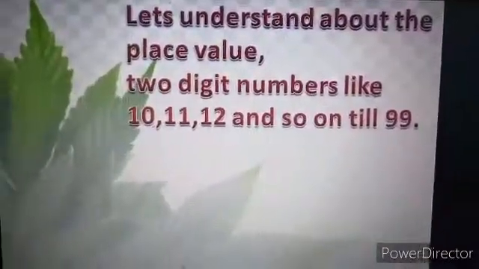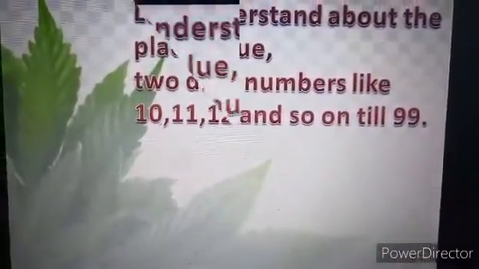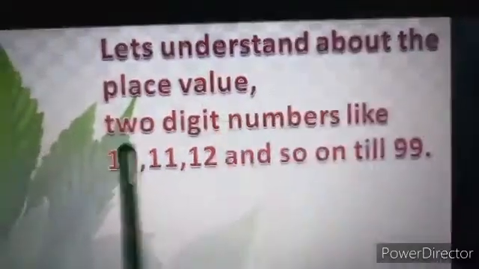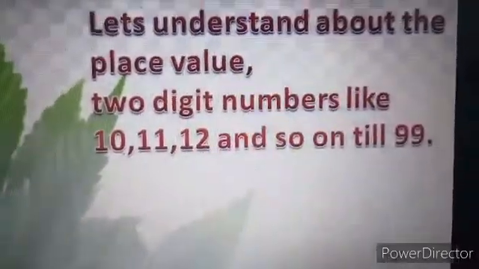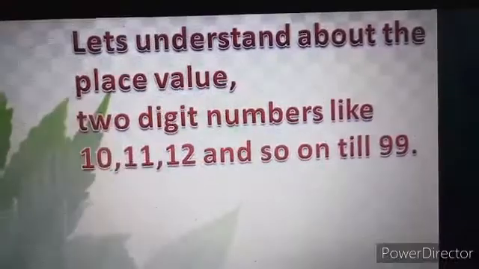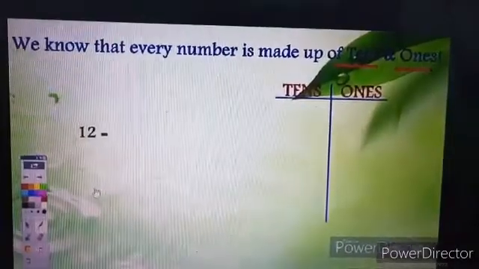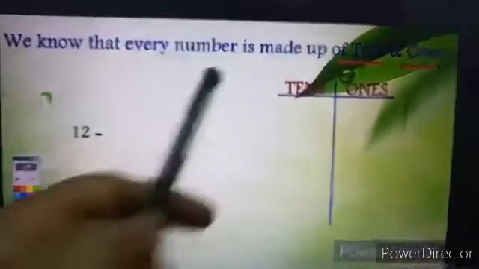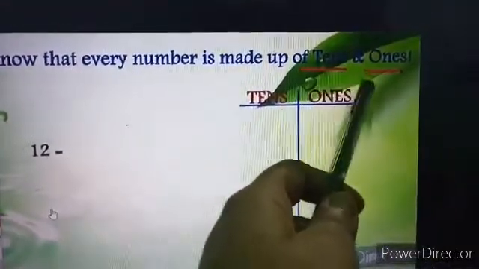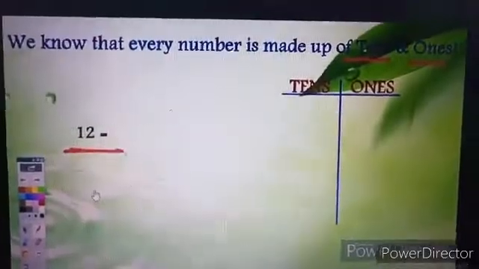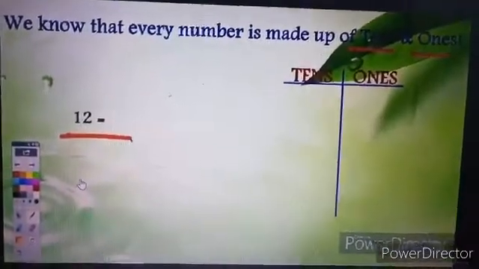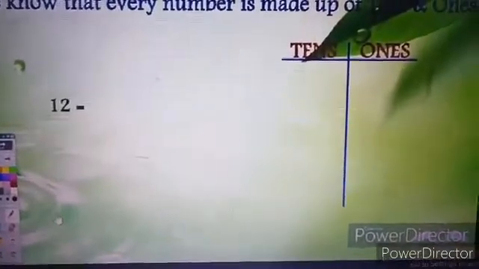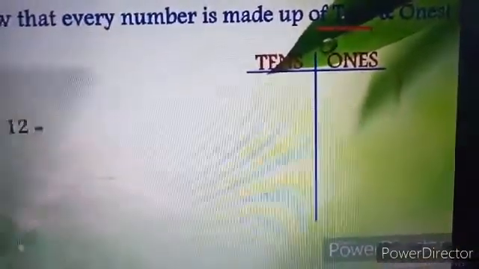Okay, so let's understand the place value first. Two digit numbers are like 10, 11, 12 and so on till 99. These are two digit numbers. So children, we know that every number is made up of tens and ones. For two digit numbers we have two places, that is tens and ones. Got it? So we can break every two digit number into tens and ones.